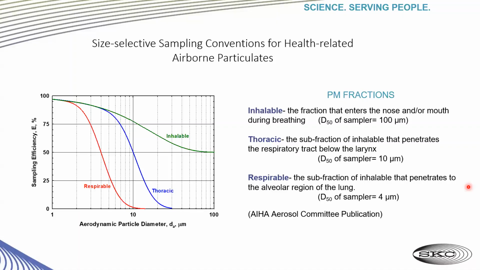So for inhalable, which is the fraction that enters the nose and mouth during breathing, the median particle size is 100 micrometers or microns. Then we have thoracic, which is the subfraction of inhalable particles that penetrates the respiratory tract below the larynx. The median particle size is 10 microns. And then lastly, respirable, the subfraction of inhalable particles that penetrates to the alveolar region of the lungs, and that is 4 microns. So once again, for this product demonstration, we're going to focus primarily on the respirable fraction.